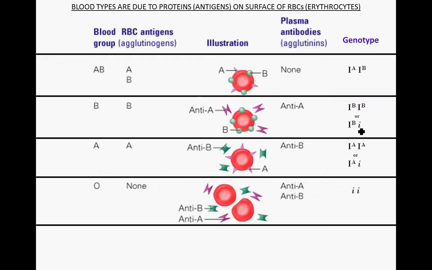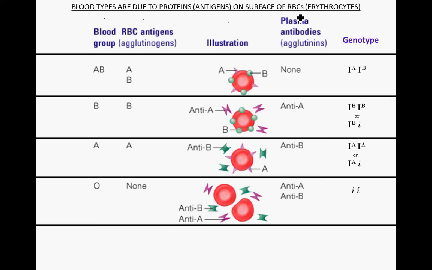Now, again, here is just a summary table of this, and so here you have your blood group. If you're AB, B, A, or O, it summarizes which antigens are on your cell surface. Here's an illustration of what that looks like. And then the plasma antibodies, the ones that are in your plasma.